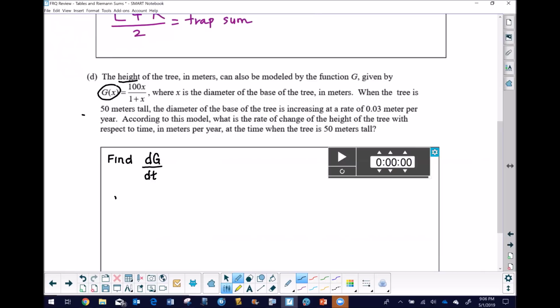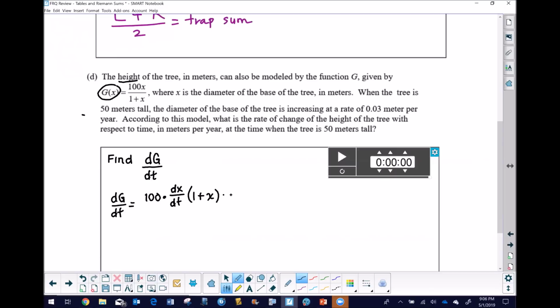So dg dt is what I'm so interested in finding here. Well, how does the quotient rule go? Gosh, it's been a long time. I forgot. I might need help with this. Derivative of the top is 100, but because I have the variable x and not the variable t, I have to tack on my good friend dx dt. So there's the derivative of the top, multiplied by the denominator.